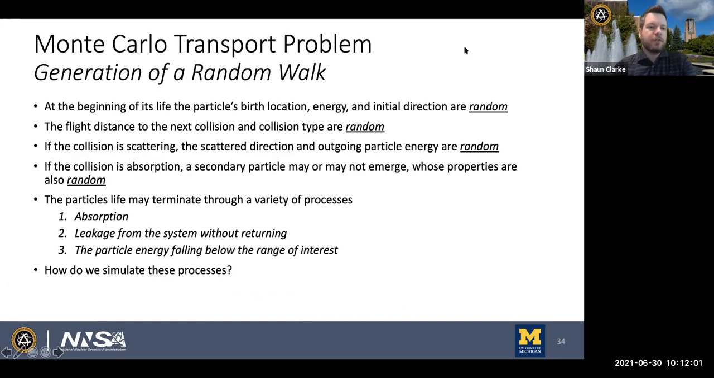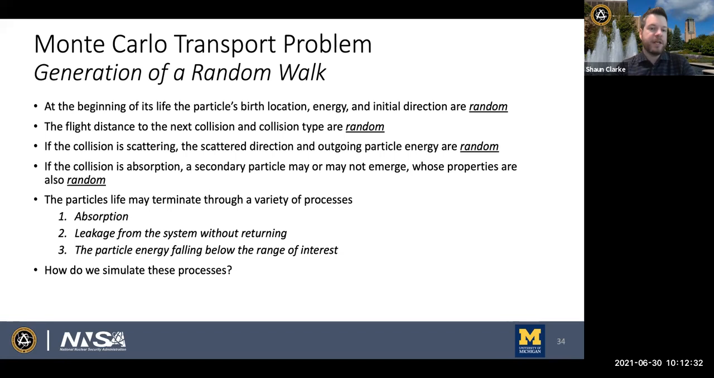So in Monte Carlo, to generate a random walk, again, why is it called a random walk? Well, at the beginning of the particle's life, the position that it's born, its energy, its initial direction, all of those things are random. They're random because generally speaking, we're talking about radiation. And radiation sources, radioactive decay, all these things are by nature random processes. So even at the beginning of its life, the particle's properties are born with some random distribution.